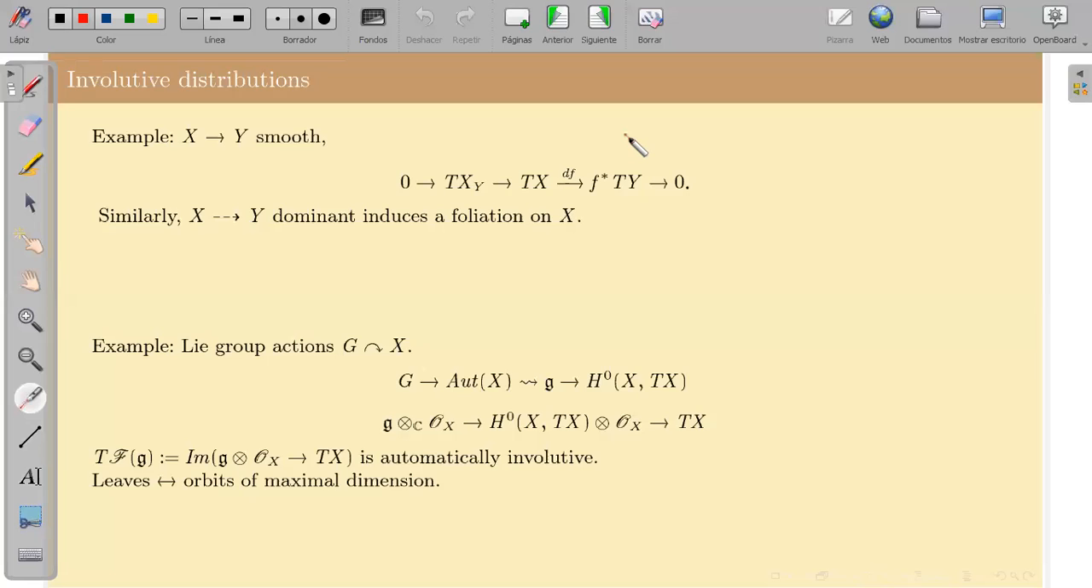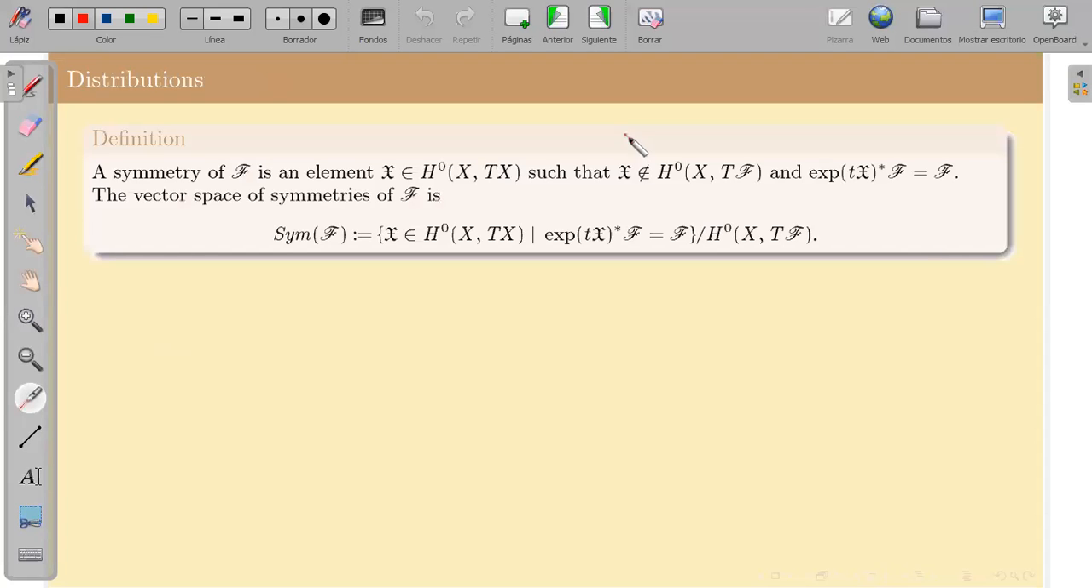So now I will try to convince you that these foliations and distributions are quite particular. Well, of course, they satisfy that the tangent sheaf is globally generated, but also their leaves have some extra structure. First, a definition: a symmetry for a foliation is an element X such that it is not tangent to the foliation and such that the associated exponential map leaves the distribution or the foliation invariant.